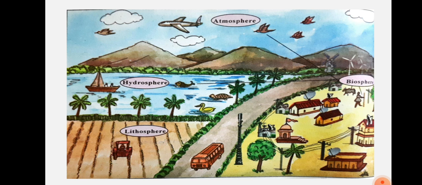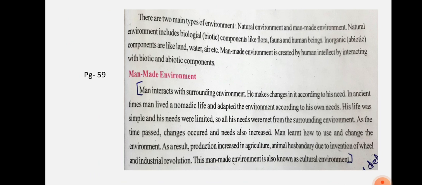Now, besides this, we have also seen the two main types of environment. One is natural environment and the other is man-made environment. Natural environment includes biological components like flora, fauna and human beings, and inorganic components like land, water and air. Now, what do you mean by biotic and abiotic? Biotic means living components and abiotic means non-living components.